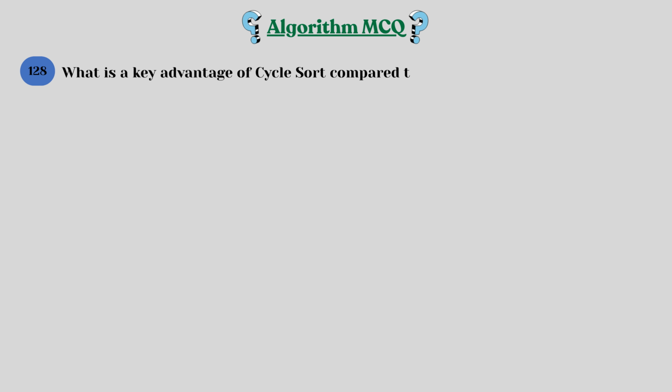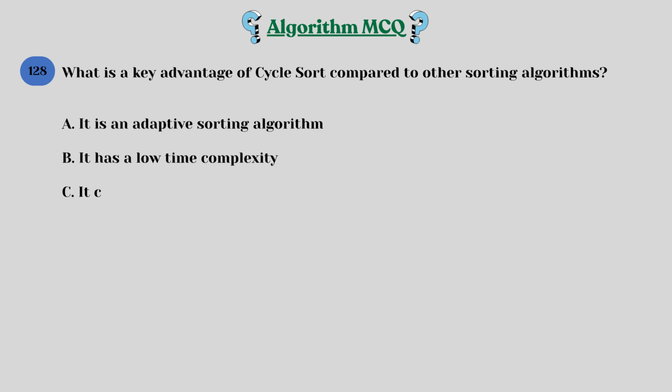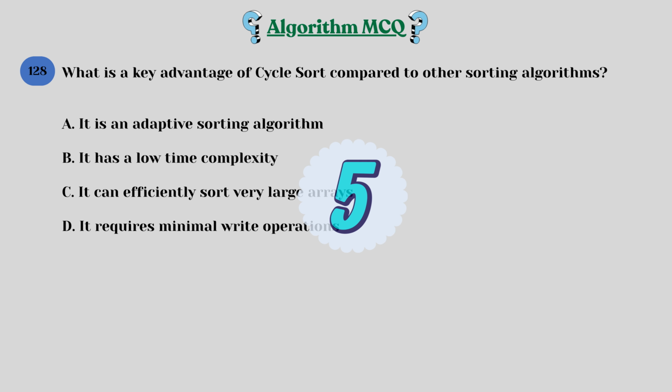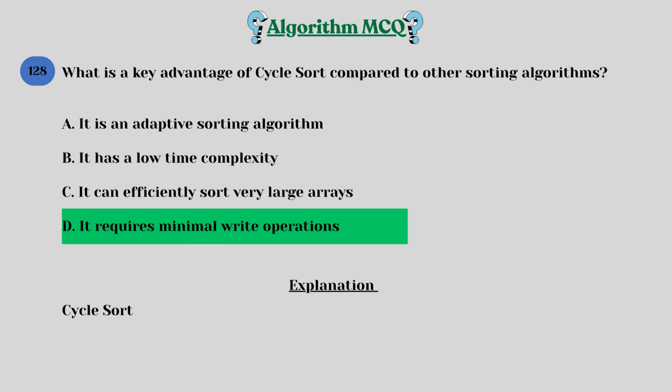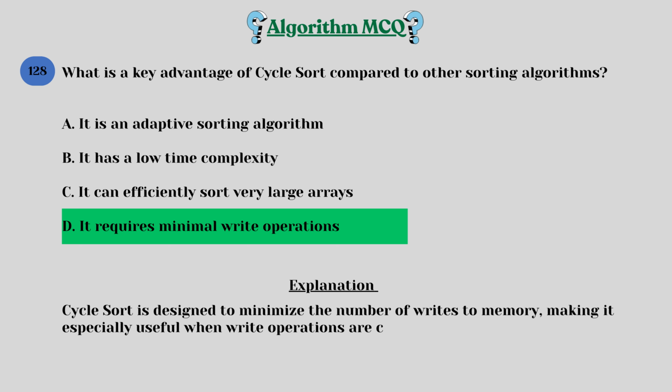What is a key advantage of cycle sort compared to other sorting algorithms? Correct answer, it requires minimal write operations. Explanation: cycle sort is designed to minimize the number of writes to memory, making it especially useful when write operations are costly, even though its time complexity remains O of n square.